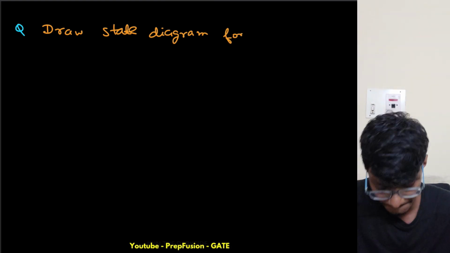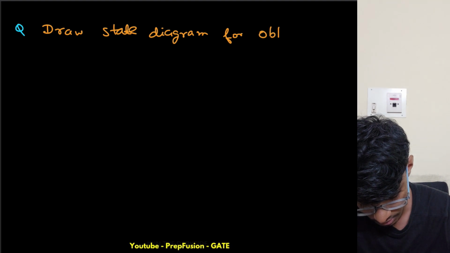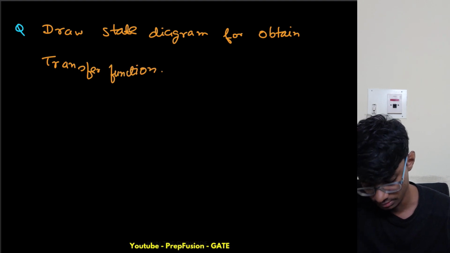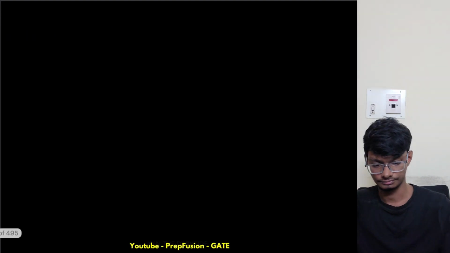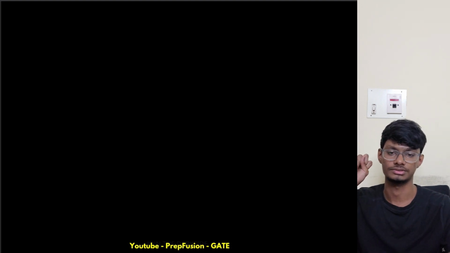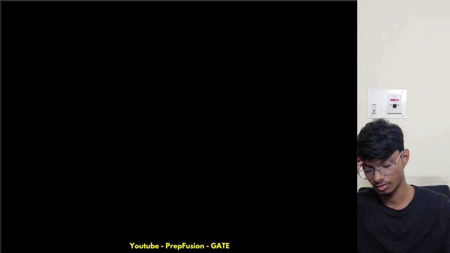For the obtained transformation, we'll draw the state diagram. So how to draw the state diagram? I will add the two transfer functions in parallel, like in an SFG. But first I have to find the individual transfer functions. So how will I do it?